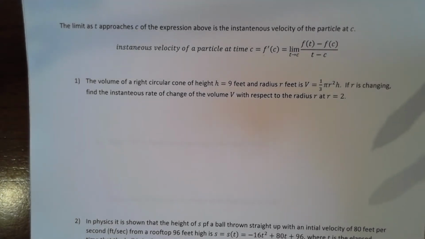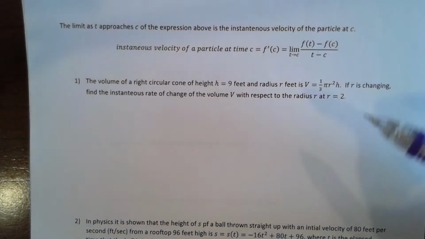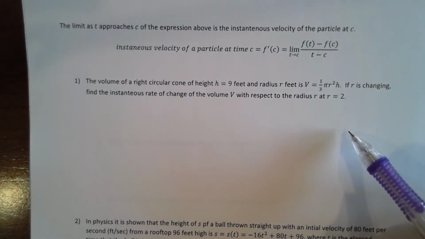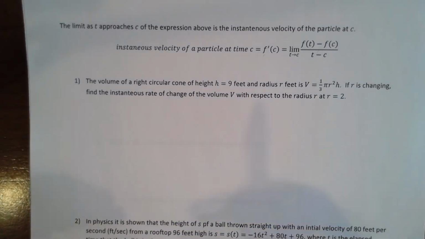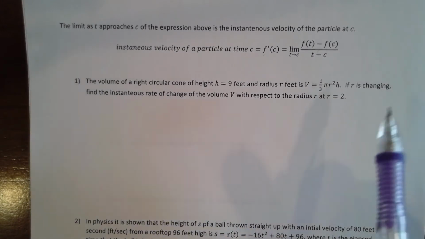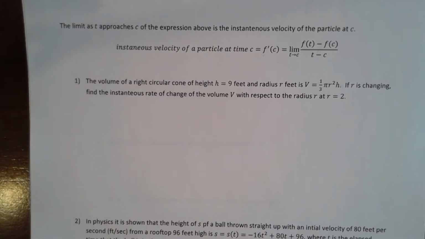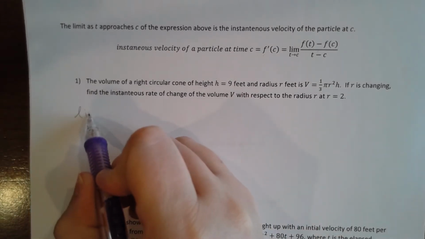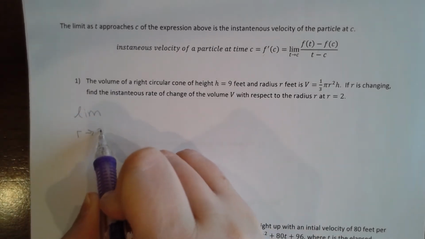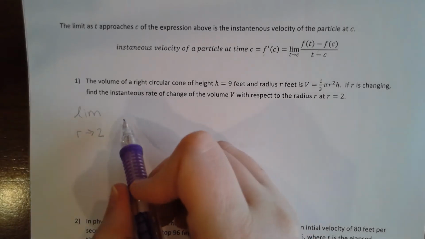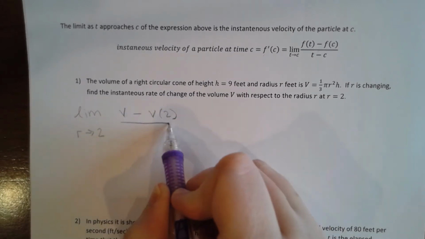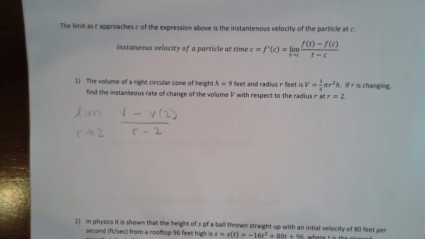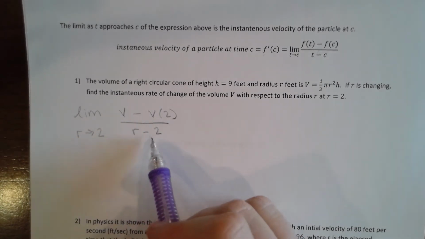So if r is changing, so if we had a cone and it had r equals 7 and then it's changing to r equals 3 and it's moving all around, right? It's getting bigger and smaller and bigger and smaller. We want to know what is the slope, what is the instantaneous rate of change at r equals 2. So we're going to do the limit as r is going to 2, r is changing to 2, and that's going to look like v of r minus v of 2 over r minus 2. So the y values minus the y values.